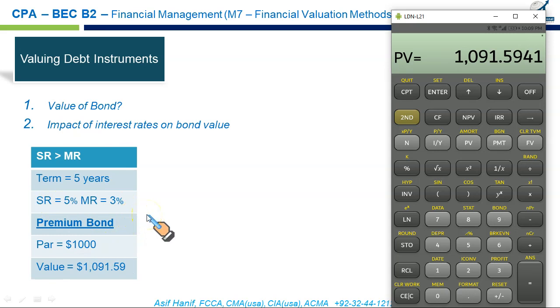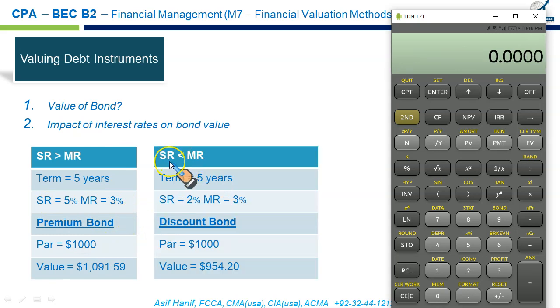Let us now go for the next one. Now in this case, your stated rate is less than the market rate. Let's say the term of the bond is 5 years. Now you're offering just 2% return, whereas the rate at the date of issuance is 3%. The market rate is 3%. Your offered rate is less, the market rate is more. So definitely your bond will get you less money. This is called a discount bond. Par is 1,000, but you will only get 954 because you are offering less rate than the market.